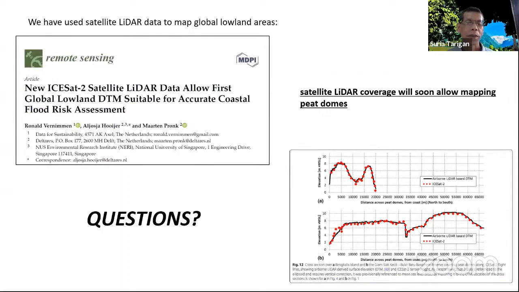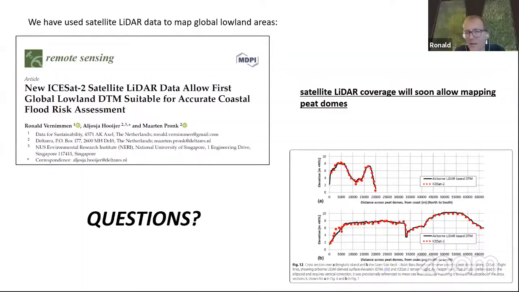So you were discussing airborne LIDAR, and also this one now here, satellite LIDAR. So what is the advantage and disadvantage if we compare both products?